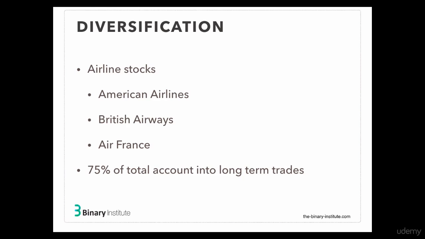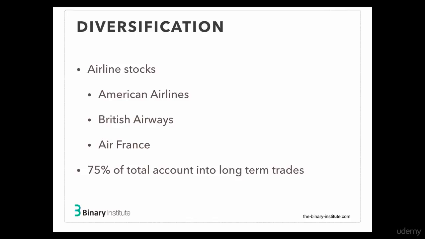Now, the next day, there's a major announcement that airline pilots are going on an indefinite strike. All flights are canceled and the airline stocks plummet. Now, because you traded 75% of your total account balance into these trades, you just lost 75% of your account. However, if you would have divided your trades across a variety of asset classes and diversified your portfolio with currency pairs, indices, and commodities as well, only a portion of your trades would have been affected.